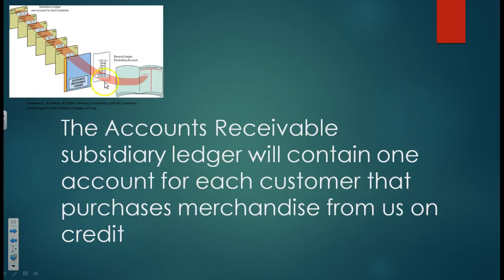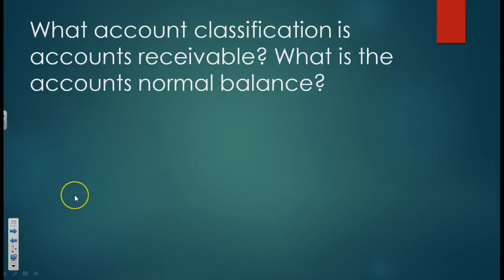This is an image of what an accounts receivable subsidiary ledger will look like. It will contain an account for each customer. So as you can see, Wells Apartments, Skinner College, all of these people owe the business money, and it's kept in the accounts receivable ledger so that we can keep track of that. So now here's another basic recall question for you. What account classification is accounts receivable? What is its normal balance? Perfect. Asset. Accounts receivable is an asset, and debit is its normal balance.